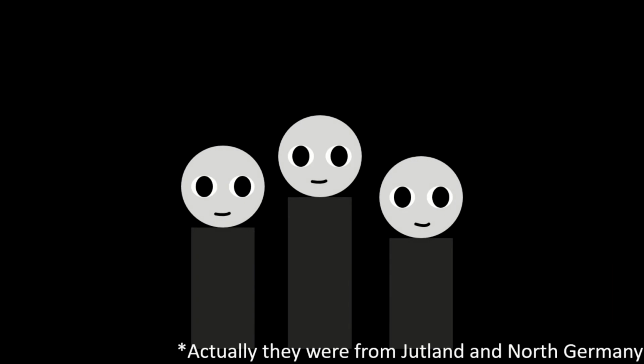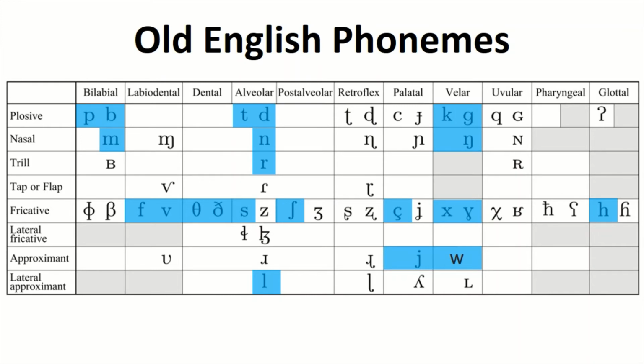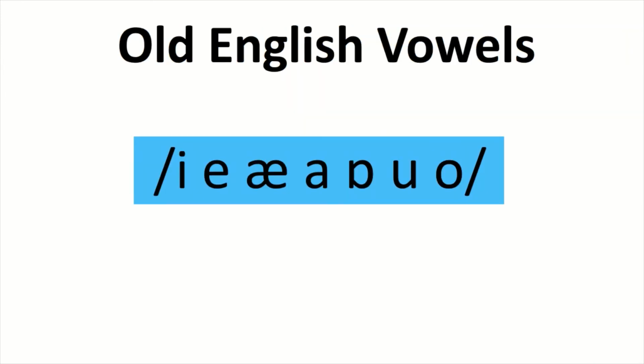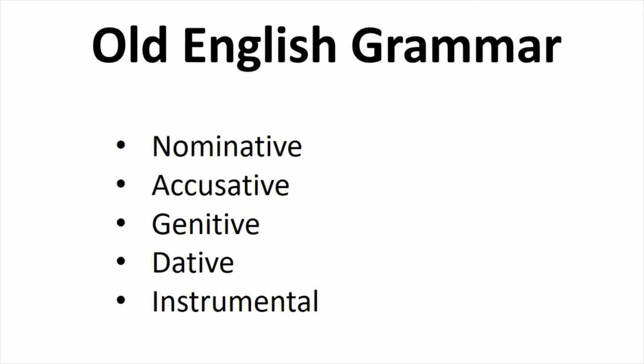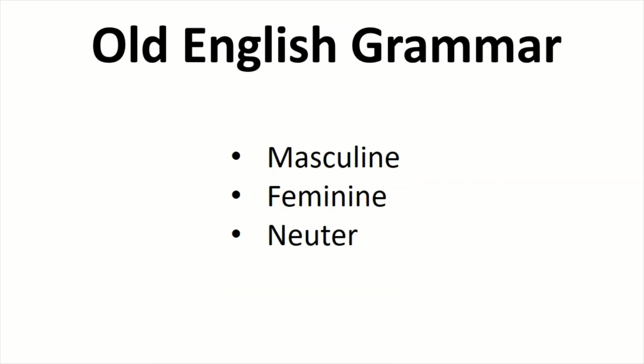As soon as the Roman Empire collapsed in Britain, groups of Scandinavians began to settle, and by the 8th century, they controlled much of Britain. These Anglo-Saxons were speakers of a Germanic language, which later developed into Old English. These were Old English's consonants, and these were its vowels, which also had these long variations. Old English had the nominative, accusative, genitive, dative, and instrumental cases, as well as masculine, feminine, and neuter.